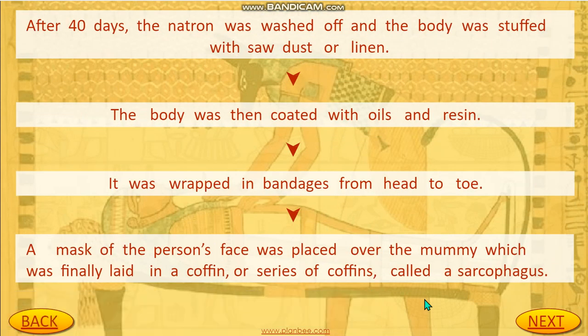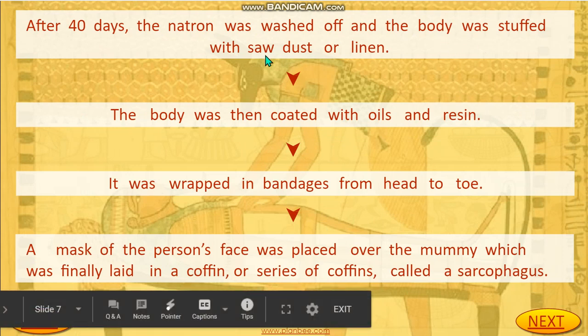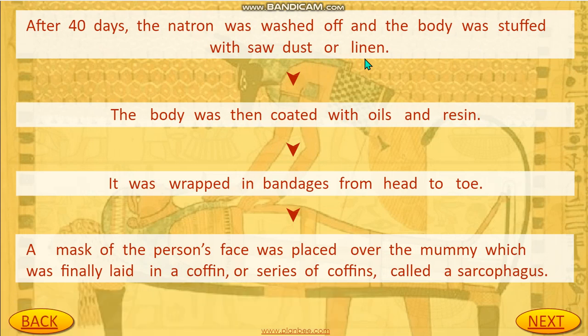After 40 days, they needed to wash off the natron and stuff the body with sawdust or linen. Because of the salt, the body shrunk. That's why they needed to stuff everything, to put stuff inside the dead body, so that the body would look a little bit natural. The body was then coated with oils and resin.